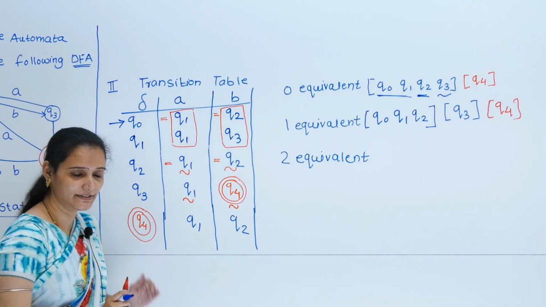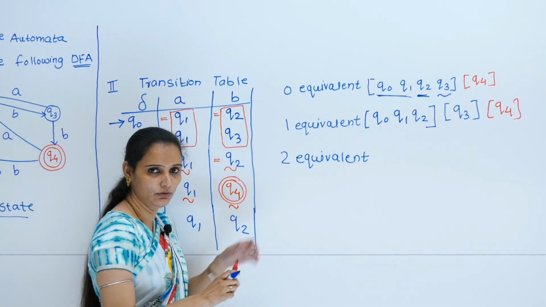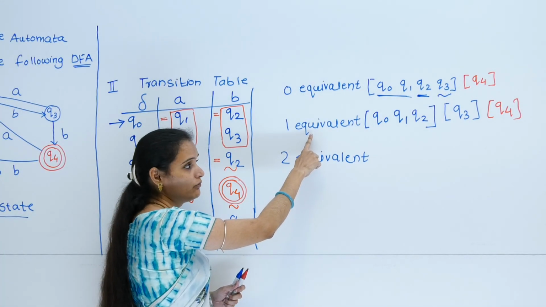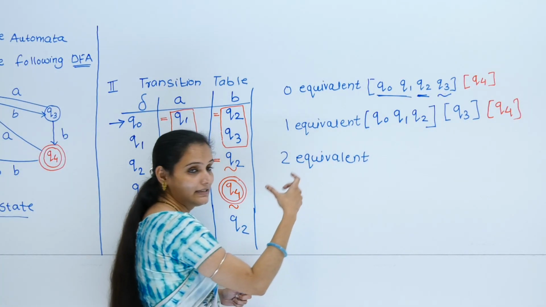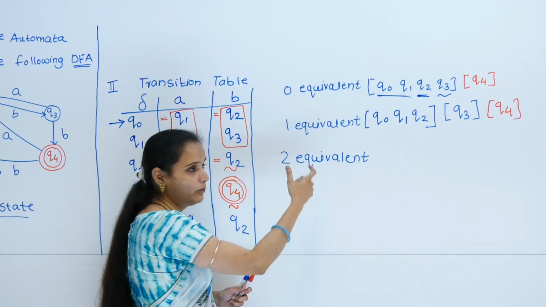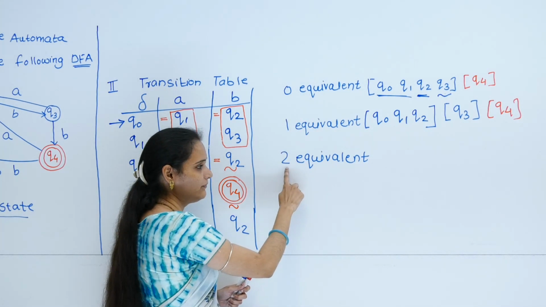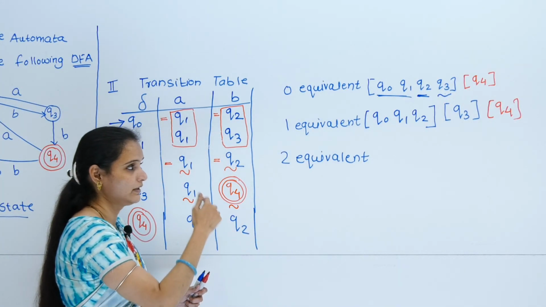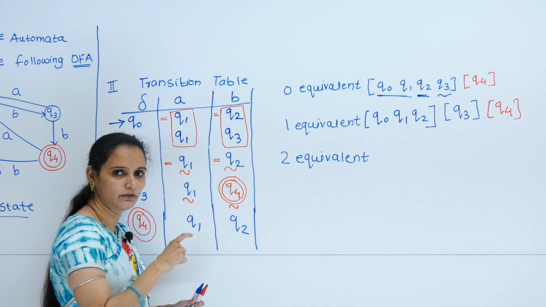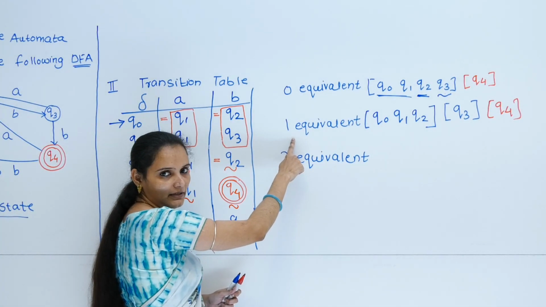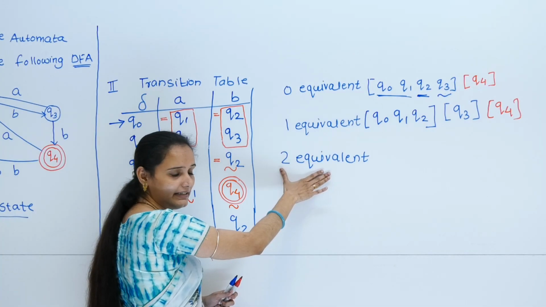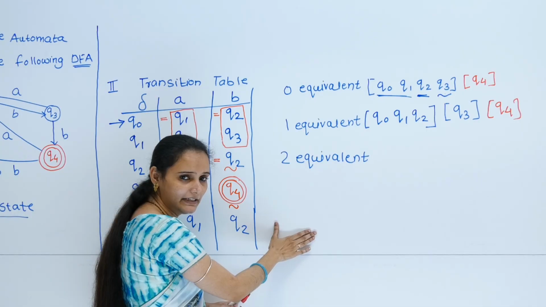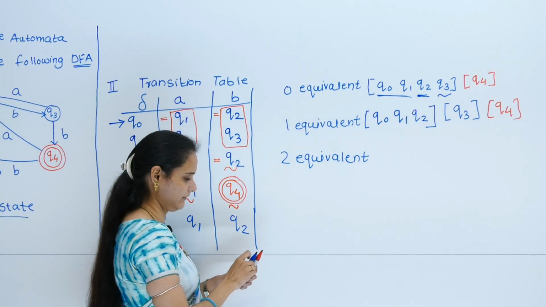Okay, the same step we are going to continue. What we did in one equivalent was check whether the symbols are in one group in zero equivalent. So while finding two equivalent, we check whether the symbols are in one group in one equivalent. When finding two equivalent, we only consider one equivalent. When we move towards three equivalent, we only consider two equivalent.